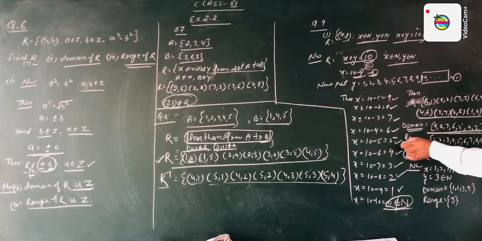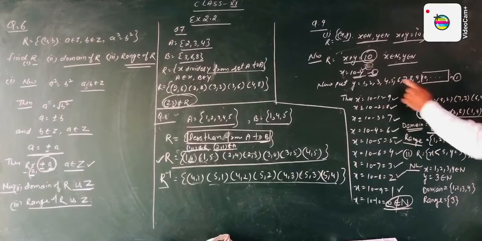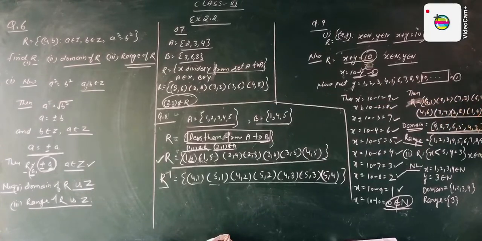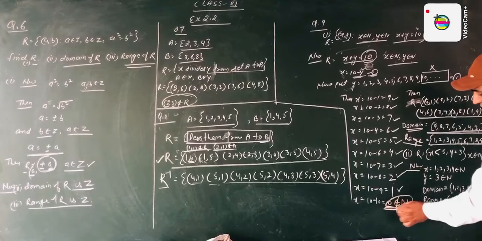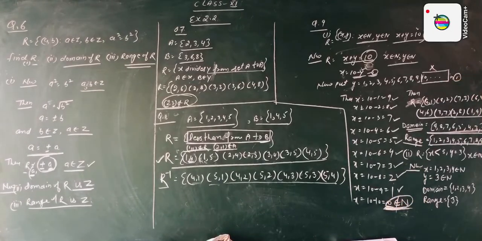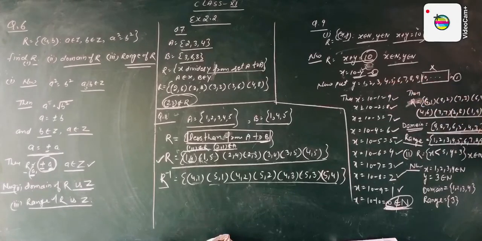Now the range is the second component, which means the value of y. Here the values of y are 1 2 3 4 5 6 7 8 9. These are the range. If we take 10 or 11, these are not included, because when we put these values of x, these numbers do not give a natural number. Then we take only 1 2 3 4 5 6 7 8 9 as the range of this function.